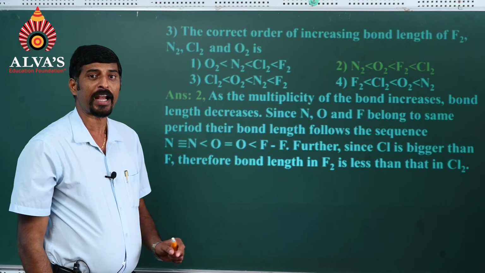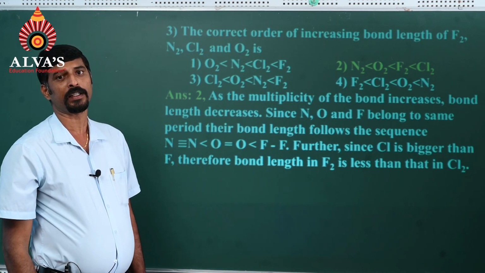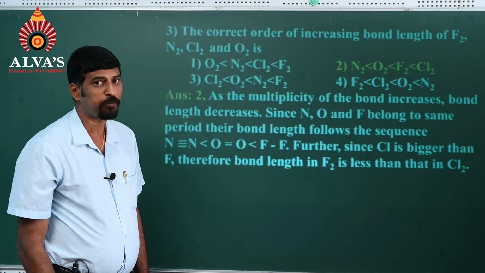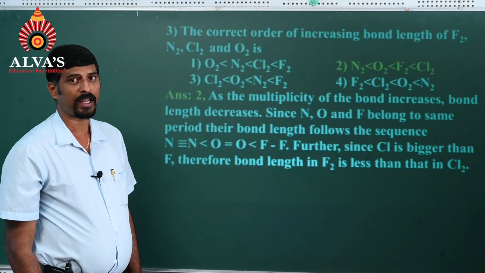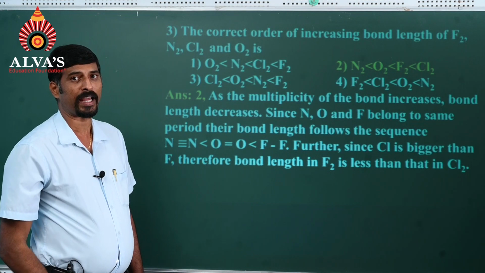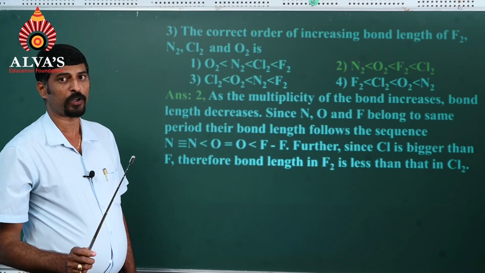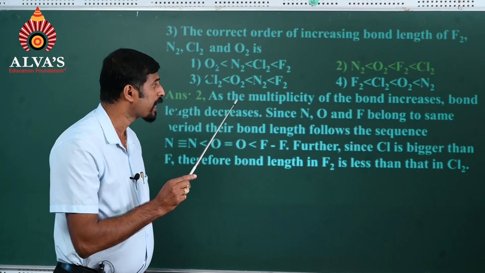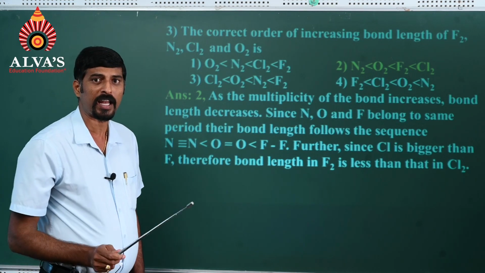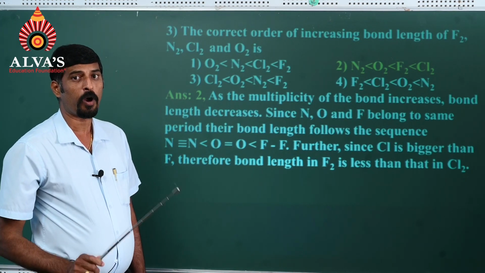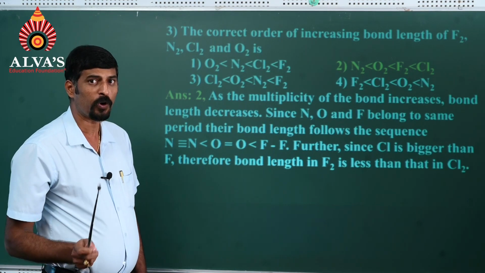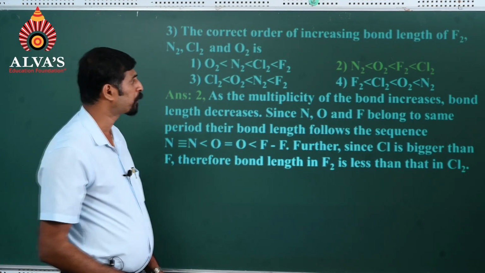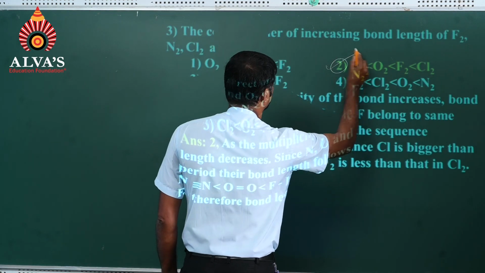We know that between nitrogen and nitrogen atoms, a triple bond is present. Between oxygen and oxygen atoms, a double bond is present. Between fluorine and fluorine, a single bond is present. That's why nitrogen has less bond length when compared to oxygen, and oxygen less than fluorine. Now, fluorine and chlorine belong to the same group. Fluorine is smaller, chlorine is a little bit larger. Therefore, the bond length in chlorine is more when compared to fluorine. That's why option 2 is the right answer.